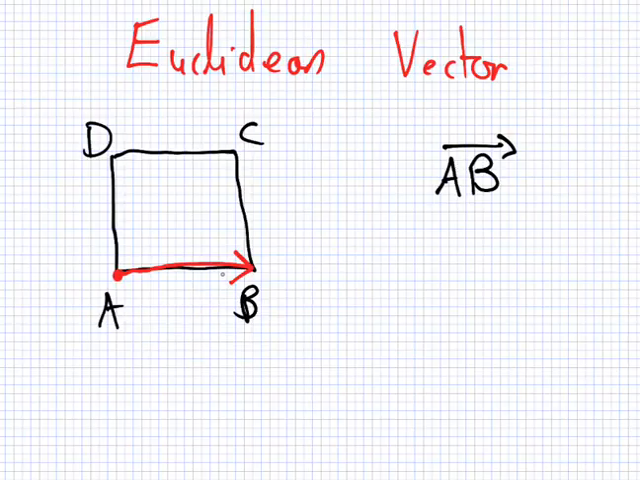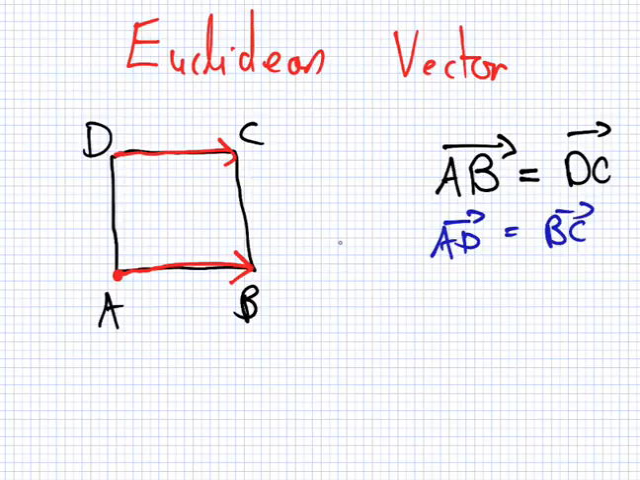Now in this example, it's interesting because it means that's the same as some other vector. There's another vector here which is exactly the same as AB. DC, yeah. These are the same vector. So no surprise here, we can say AD is the same as BC.